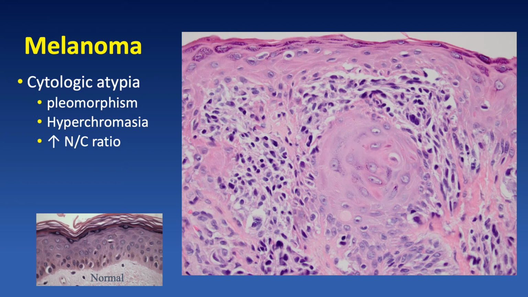Cytologic atypia in melanoma follows the usual criteria. In this particular example that shows not only the confluent growth and pagetoid upward scatter, we have pleomorphic, variably spindled melanocytes, the largest of which also exhibit nuclear hyperchromasia.